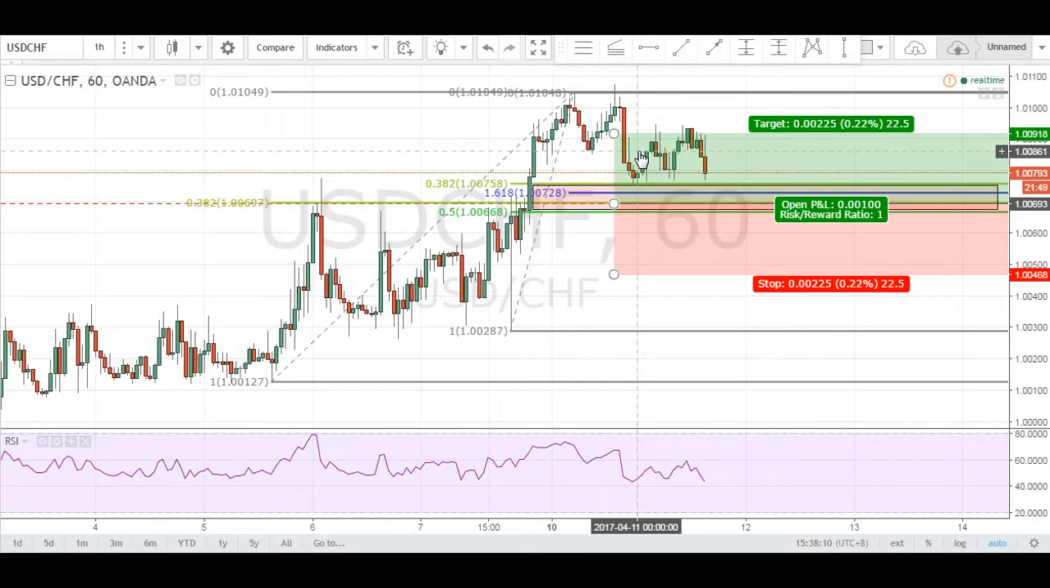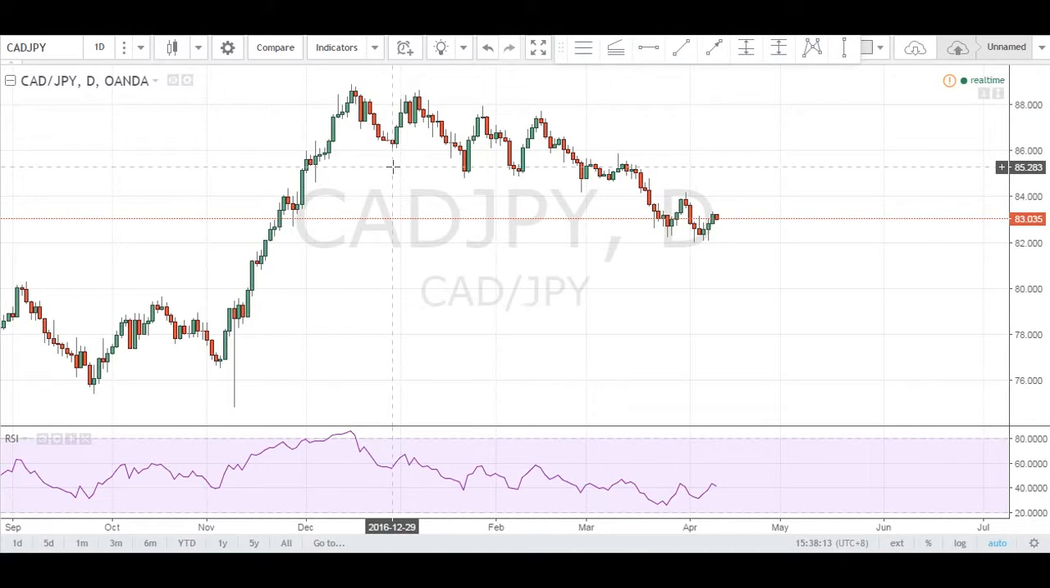Which brings me to the next chart, and this is a Canada yen on the daily, and today we'll be looking for a potential bearish entry. But before we do that, I just want to talk you through the basic thought process we go through every time we look at a chart.